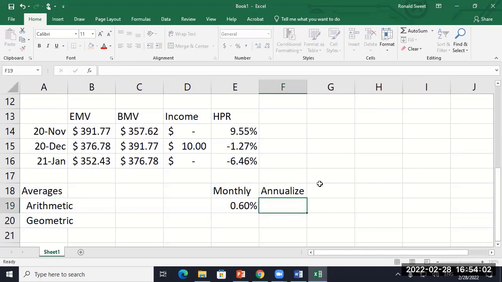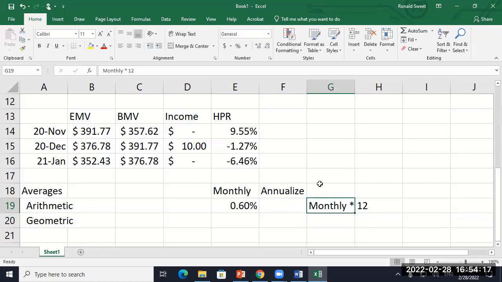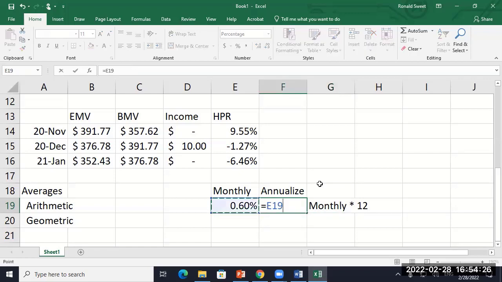We can annualize that because we don't usually think in terms of months. We like to think in terms of years. Annualizing the arithmetic average, you just take the monthly times 12. What if we're doing weekly? Take the weekly average times 52. So all you have to do is take that monthly times 12, and there's my annualized average, 725. Now there's a serious problem with that. We'll talk about it in a second.